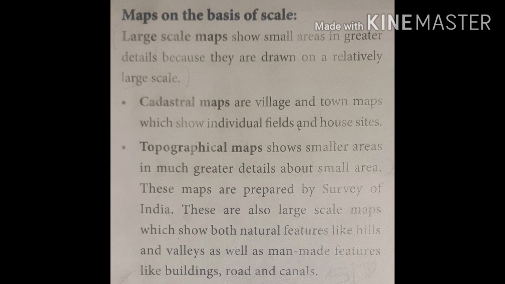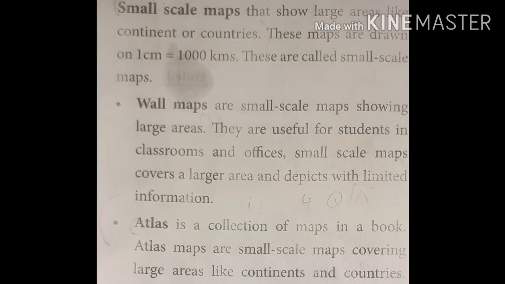So the cadastral map shows the village and town maps and the exact location of houses, whereas the topographical map will explain a small area in large detail, and these details will be given by the Survey of India. Small scale maps show large areas like continents or countries.